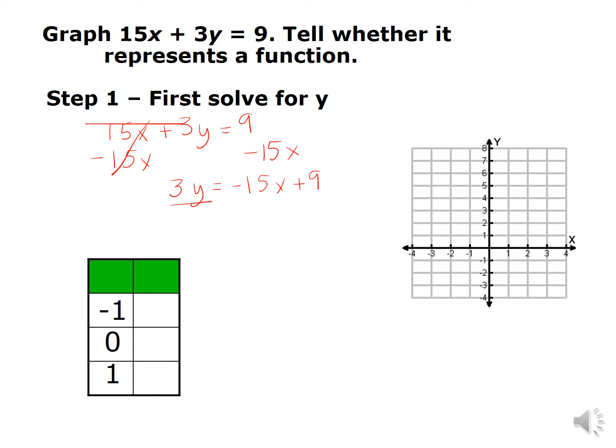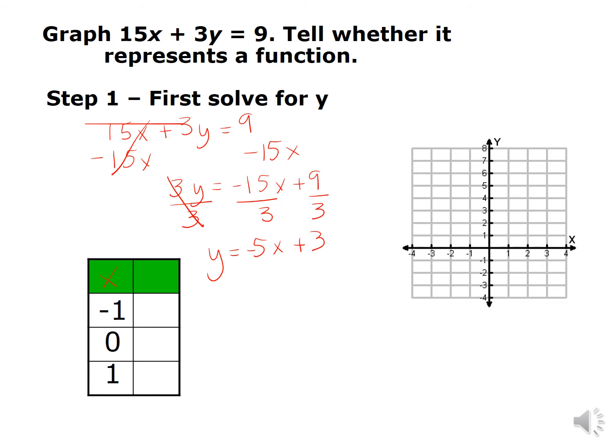Now I'm going to divide off the coefficient of y. Remember that when you divide that off, you have to divide every term by the same number. A term is separated by a plus, a minus, or an equal sign. So that means we divide the negative 15x and the 9 by 3. And we get y equals negative 5x plus 3. Now we're ready to solve.